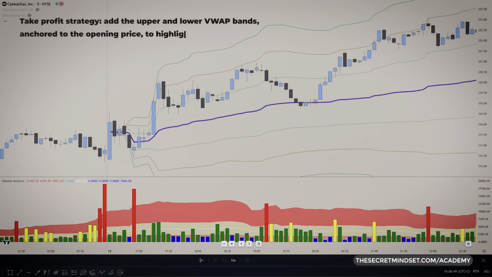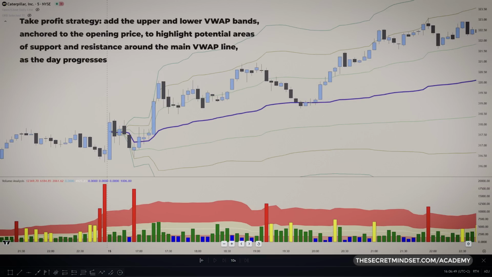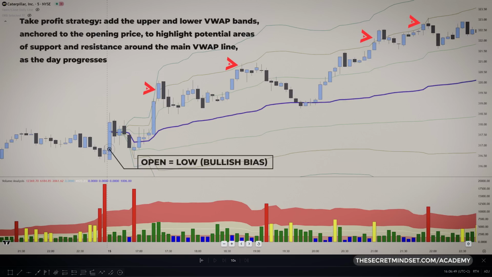One of the most precise ways I've found to extract maximum gains from this scalping strategy is by factoring in anchored VWAP bands around that first influential 5-minute open candle. You add the upper and lower bands anchored to the opening price to highlight potential areas of support and resistance around the main VWAP line as the day progresses.